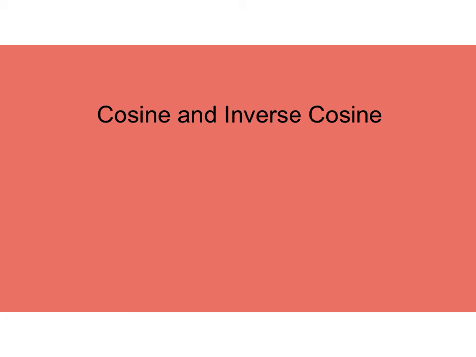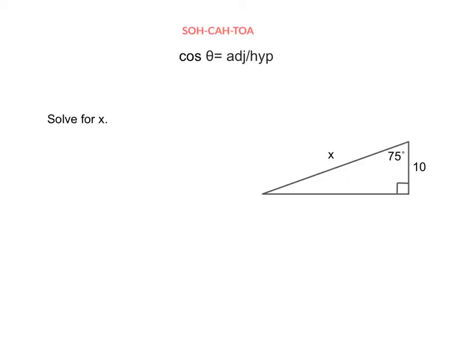Now we're going to take a look at cosine and inverse cosine. So cosine is the second part of our SOH-CAH-TOA, where C stands for cosine, A stands for the adjacent side, and H stands for hypotenuse. So once again, I'm going to identify the hypotenuse by drawing an arrow that goes straight across from the 90-degree angle. The adjacent side is the side that makes the given angle along with the hypotenuse. So this is the adjacent side.